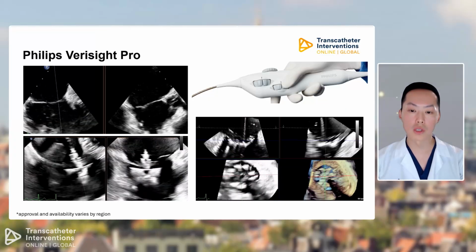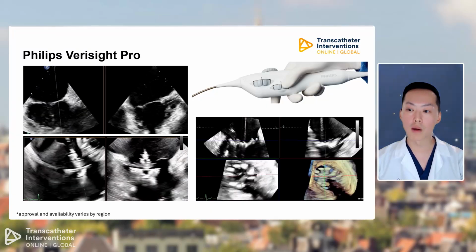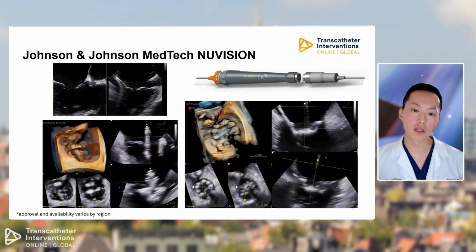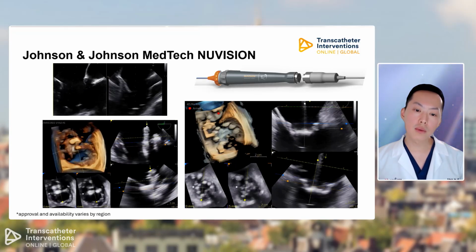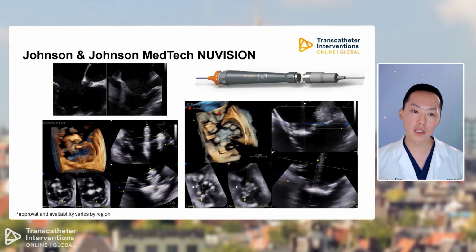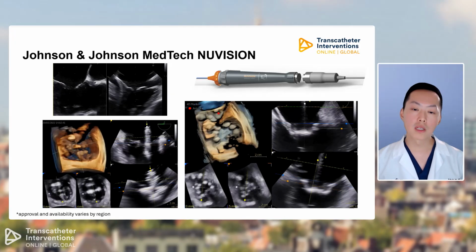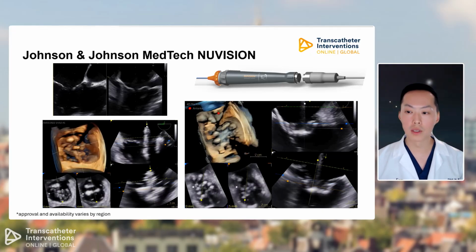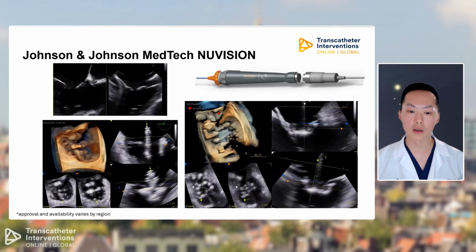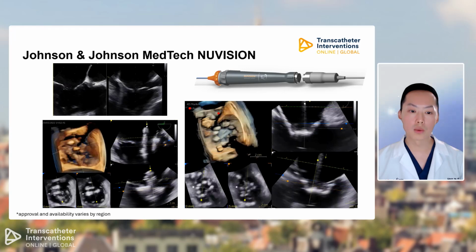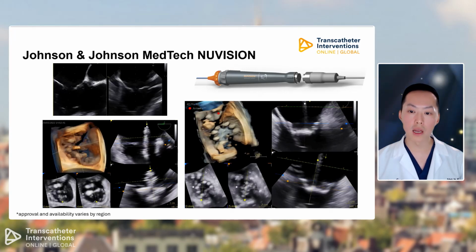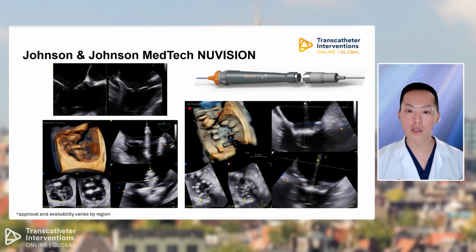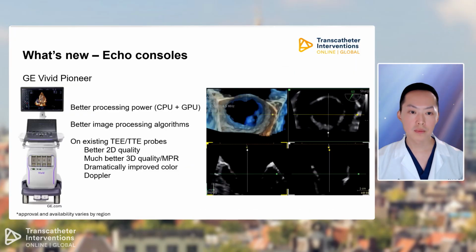And that's been especially true since the R11 firmware upgrades on the Epic system. The Johnson & Johnson MedTech NuVision has actually always had some pretty nice 3D image quality and 2D for that matter. It doesn't have the left-right flexion, but these are cases that we actually did a couple of years ago, and you can already see that very usable 3D MPR in particular, both for TEER and for replacement. And then again, I'll show you next how things have improved even further.